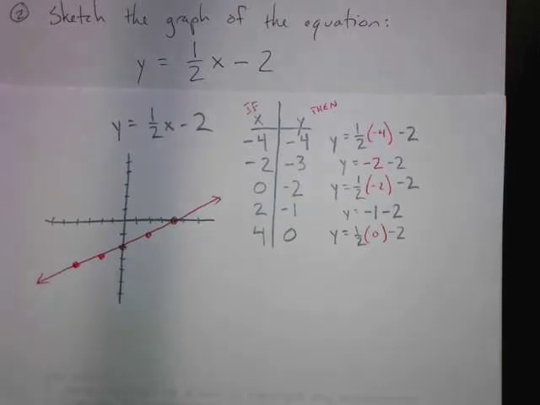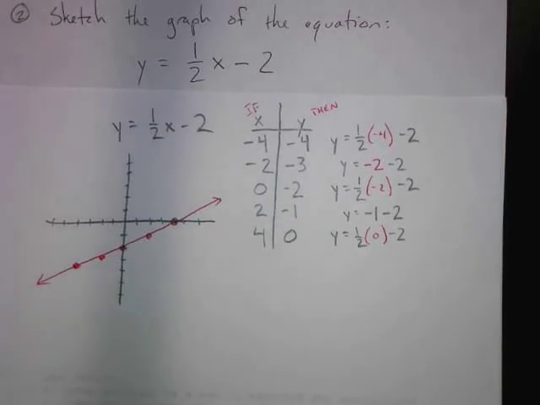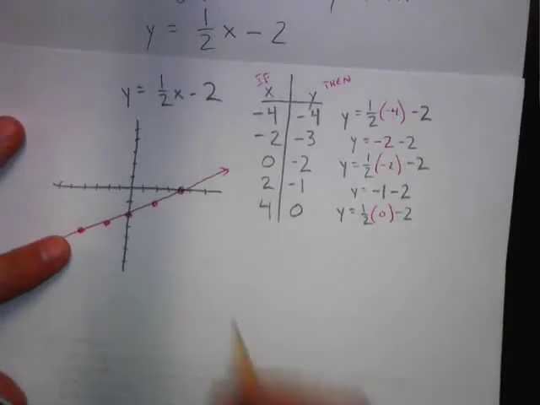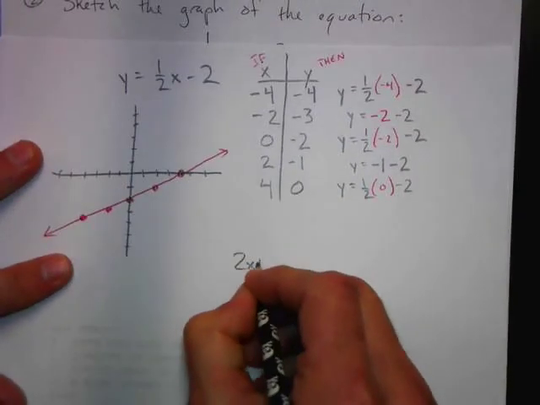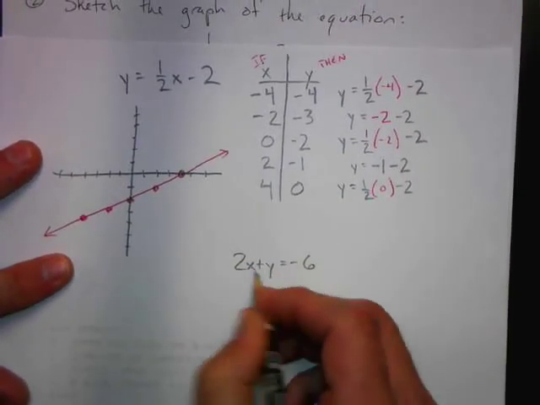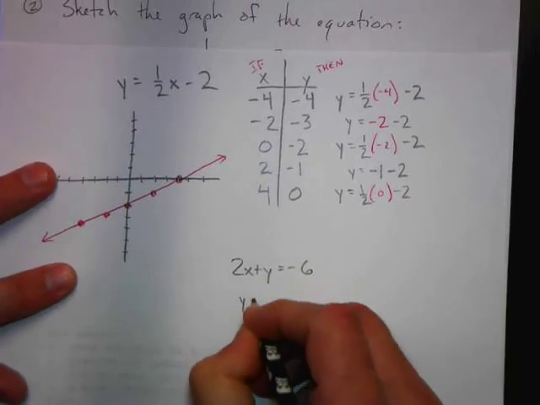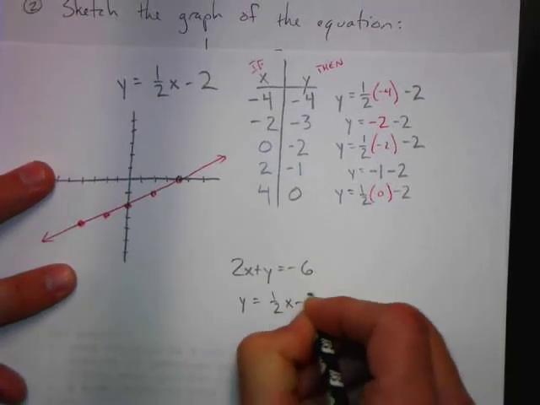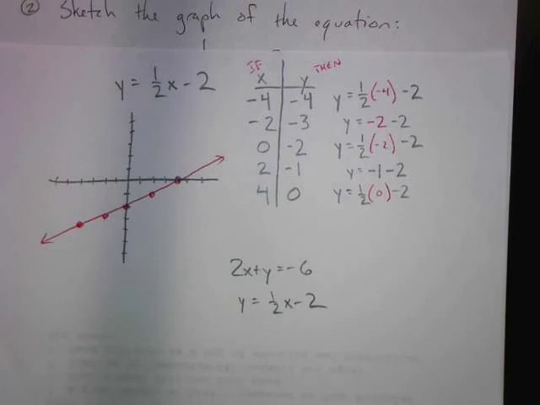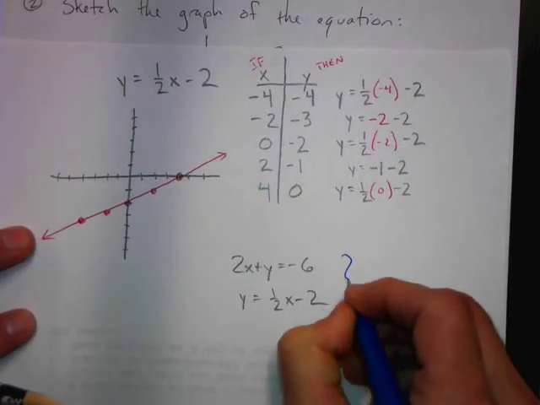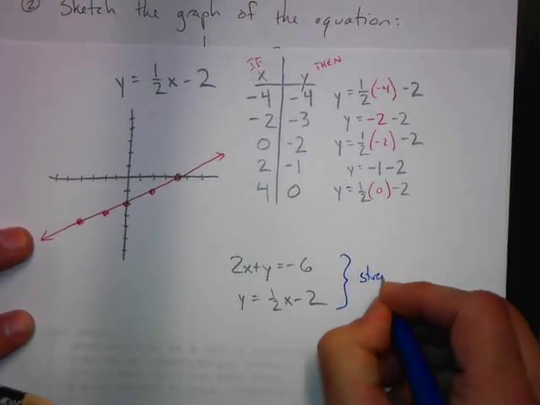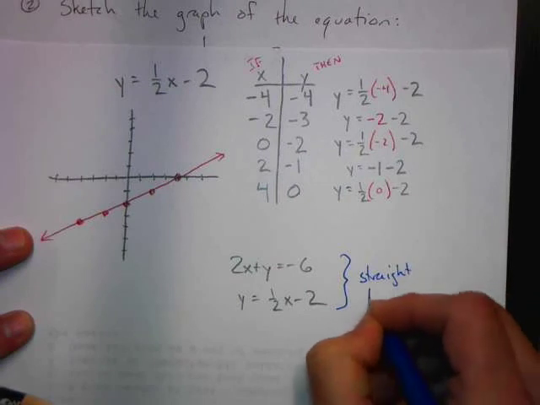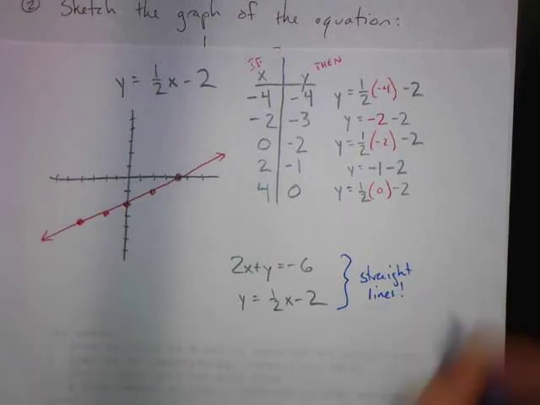So one thing I want you to pay attention to, notice for each equation that we had, our first equation was 2x plus y equals -6. Our second equation was y equals 1/2 x minus 2. Both of those equations, the graphs were straight lines. That's interesting. We'll keep note of that as we move through the unit.